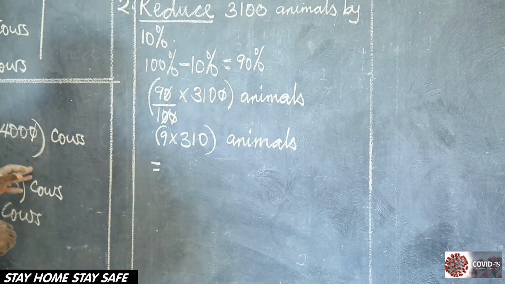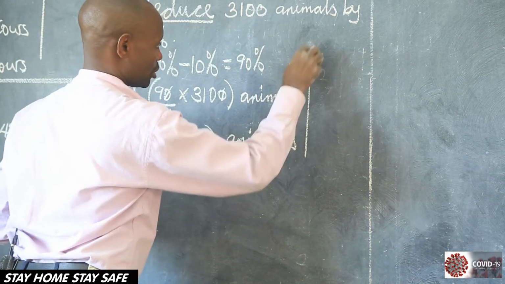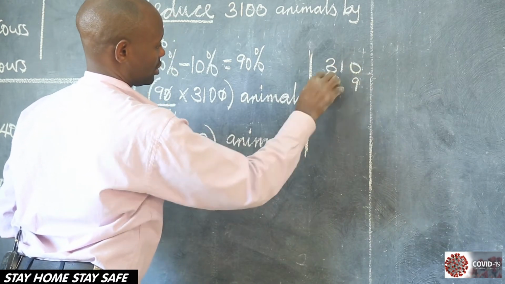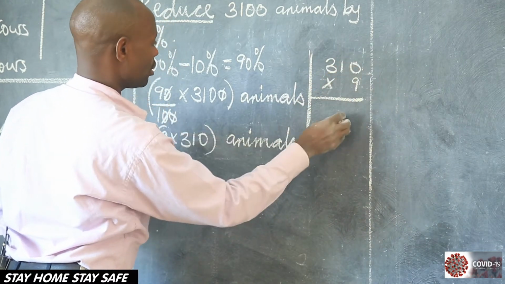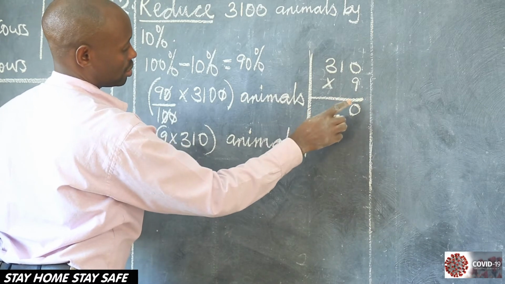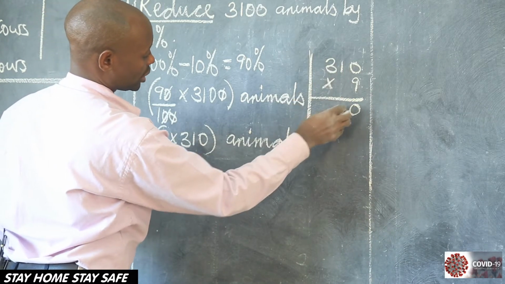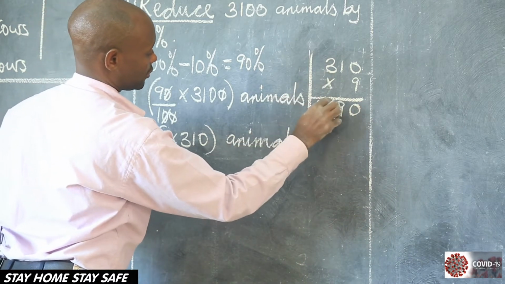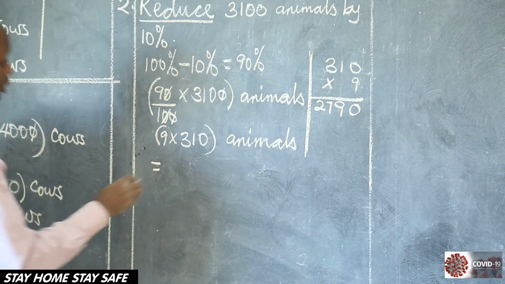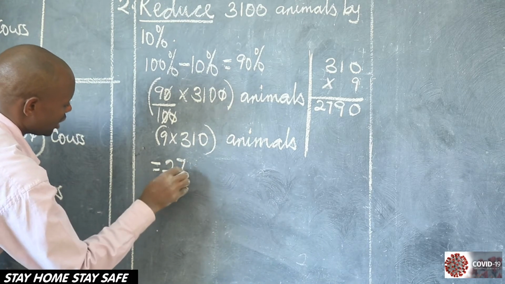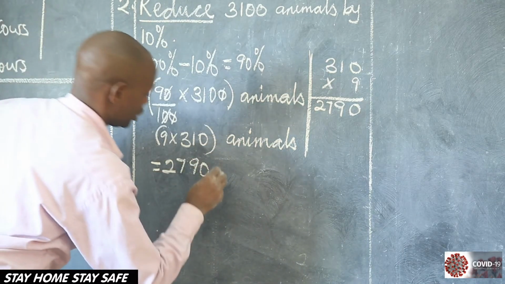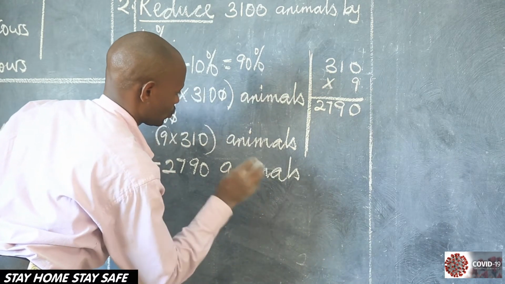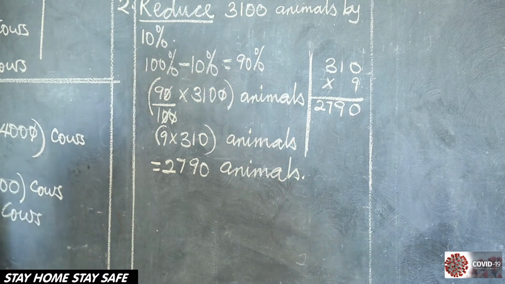Then you multiply vertically. Vertical multiplication. 310 times 9. 3 times 0, we get a 0. 9 times 1, we get 9. 9 times 3, we get 27. So we shall have 2,790, and these are animals.